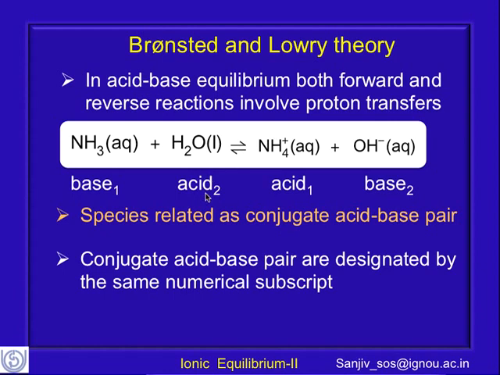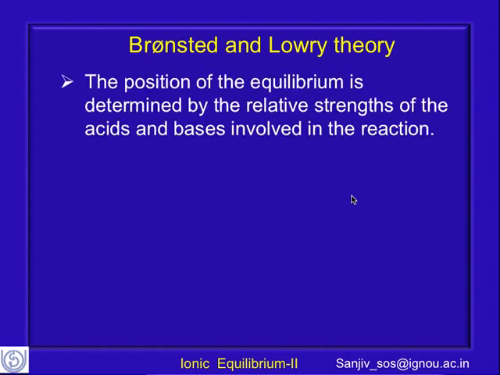That's one part of it. Secondly, as you have seen here, when you represent the acid-base equilibrium according to Lowry and Bronsted theory, what we basically do is that the conjugate acid-base pairs are designated by the same numerical subscript. That means ammonia and ammonium ions are related, so they are given the same subscript there, 1, 1. Water and OH ions are related, so this is 2, 2. So that means they are designated by the same numerical subscript over there. That's very important here.